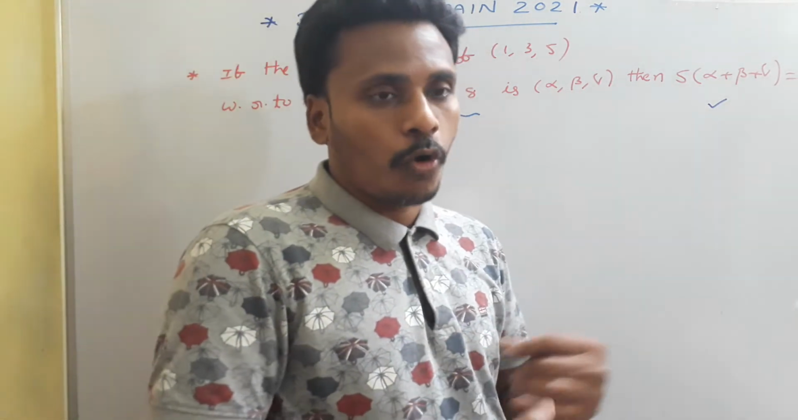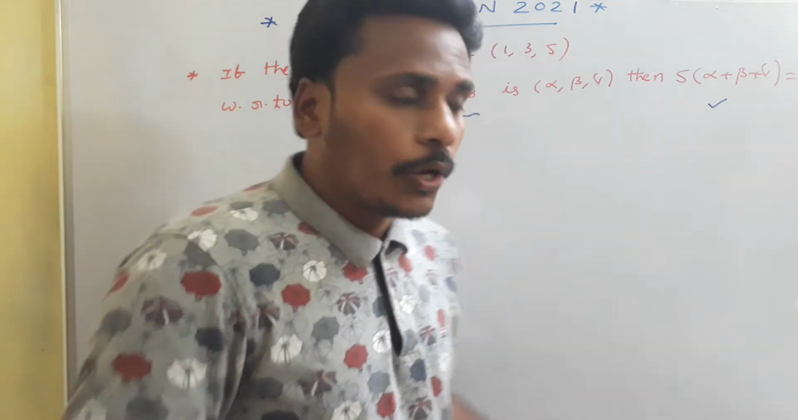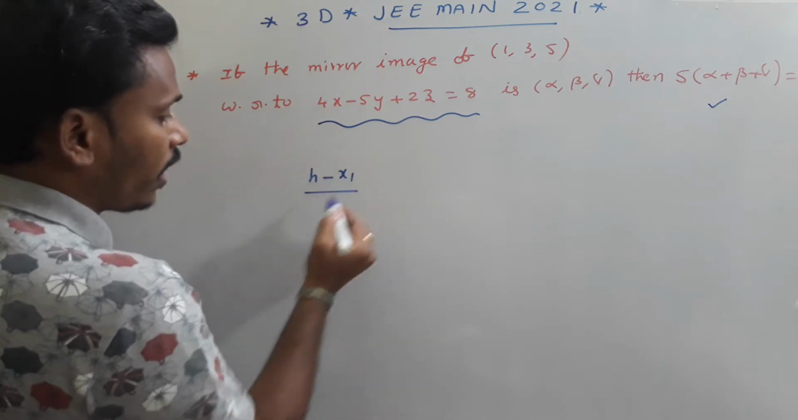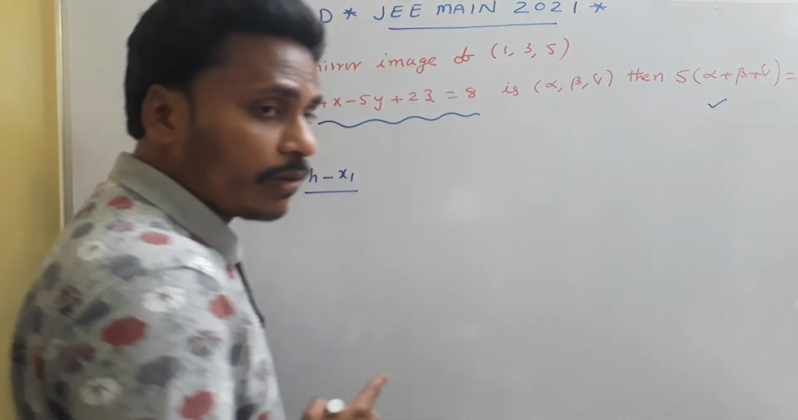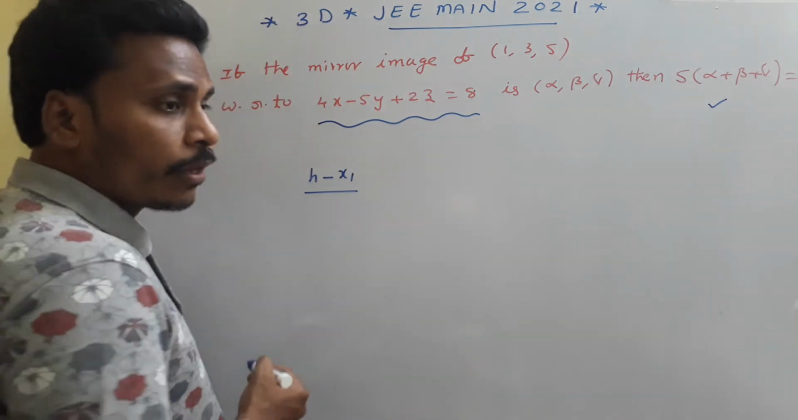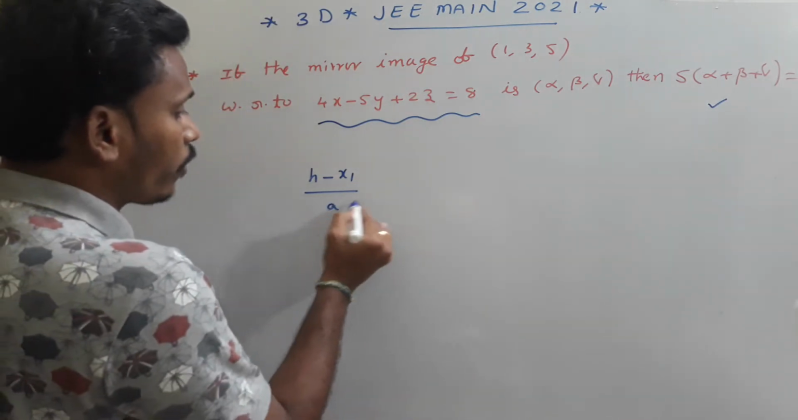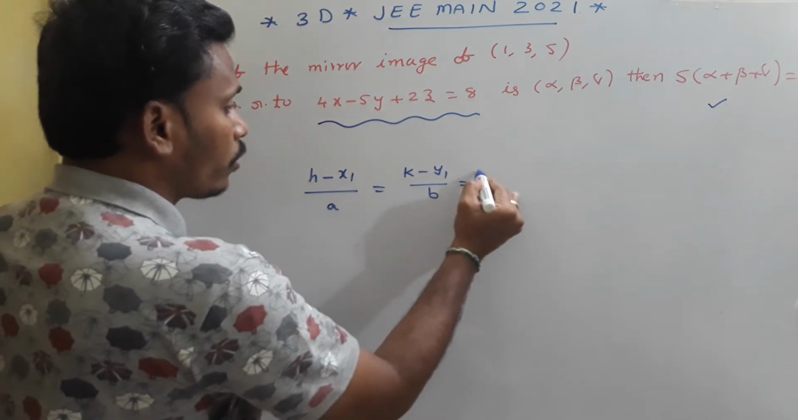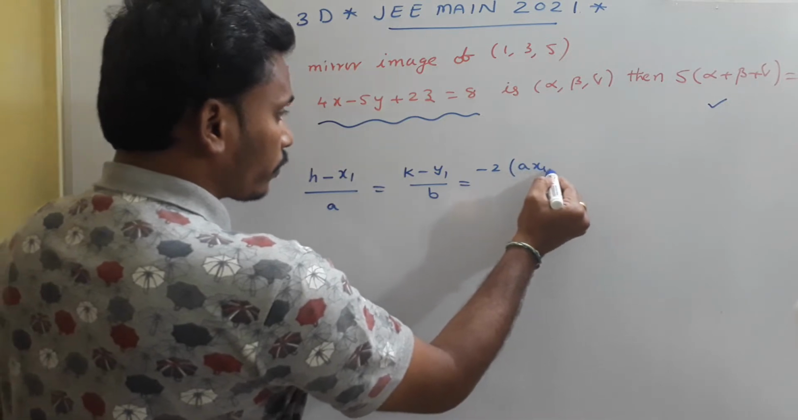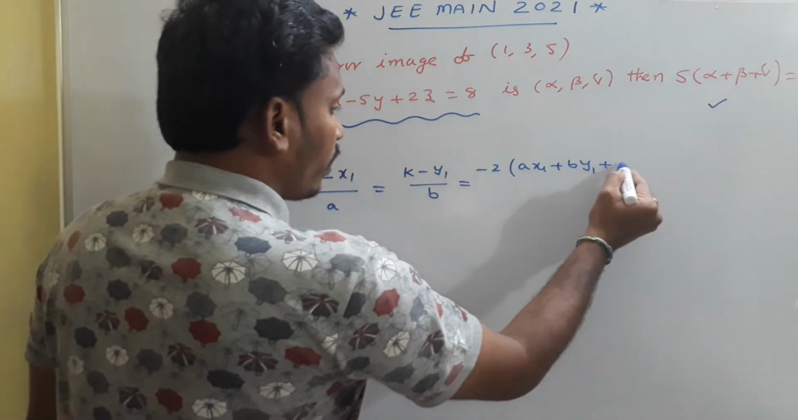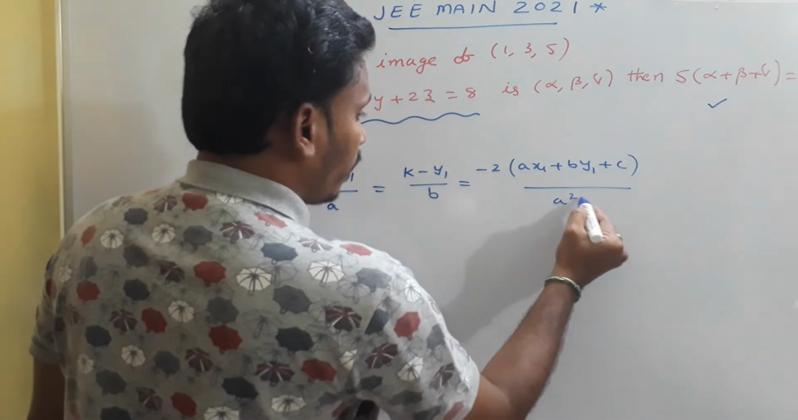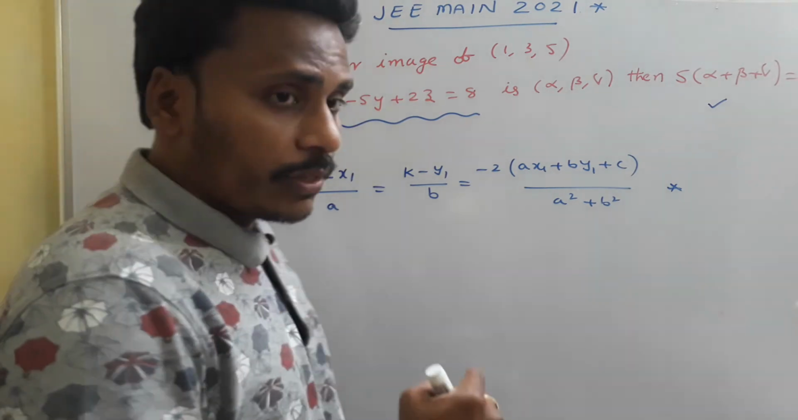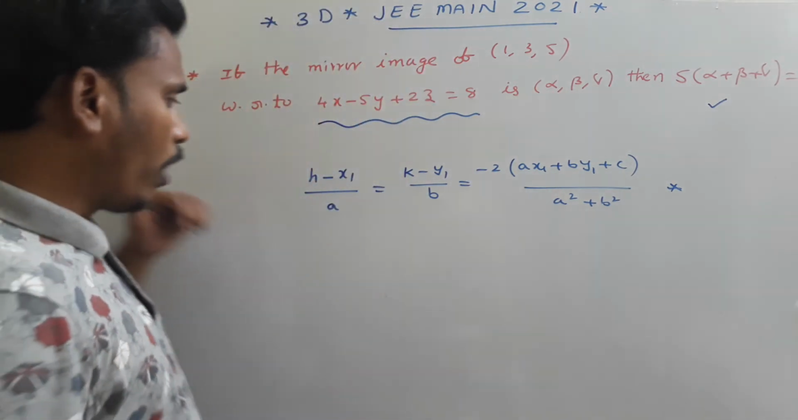There is a process for finding the image, as well as a direct formula. In two dimensional geometry, the image formula is like this: (h, k) is the image of a point (x1, y1) with respect to a line ax plus by plus c. This is the image formula: (h minus x1) by a equals (k minus y1) by b equals minus 2 of (a x1 plus b y1 plus c) divided by (a square plus b square). Okay, image formula for a point with respect to a line. It is from two dimensional geometry.